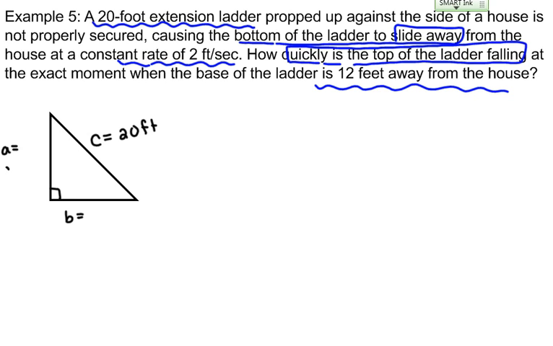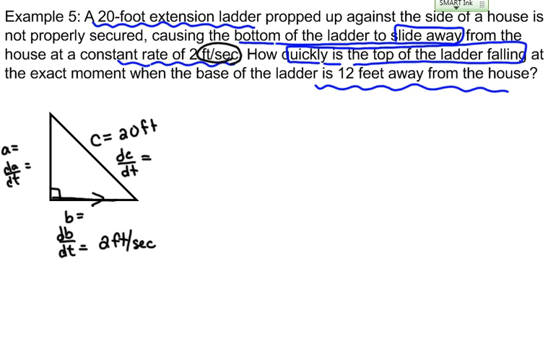and if you remember from last day, we also have these rates of change: the derivative of A with respect to time, the derivative of B with respect to time, and the derivative of C with respect to time. Okay, so going to this question now, the bottom of the ladder, so here's our base, is sliding away from the house, so it's going outwards at a constant rate of 2 feet per second. Again, watch the units. A length per time is going to be this value right here.